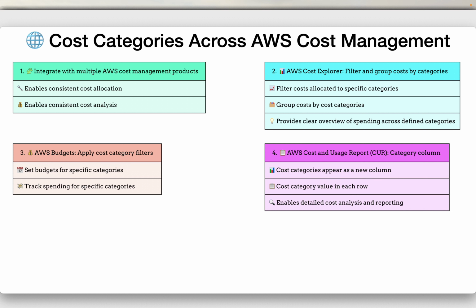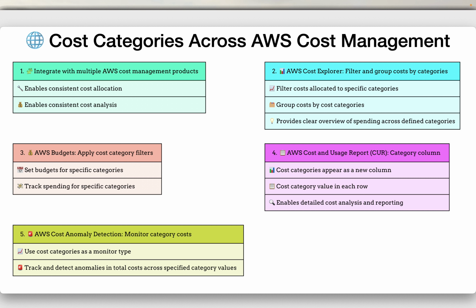In the AWS cost and usage report, cost categories appear as a new column with the cost category value in each row. So this I already talked about. Cost anomaly detection allows you to use cost categories as a monitor type to track and detect anomalies in your total cost across specified cost category values. So again, this is beneficial because the cost anomaly detection feature allows you to use cost categories also as a monitor type.